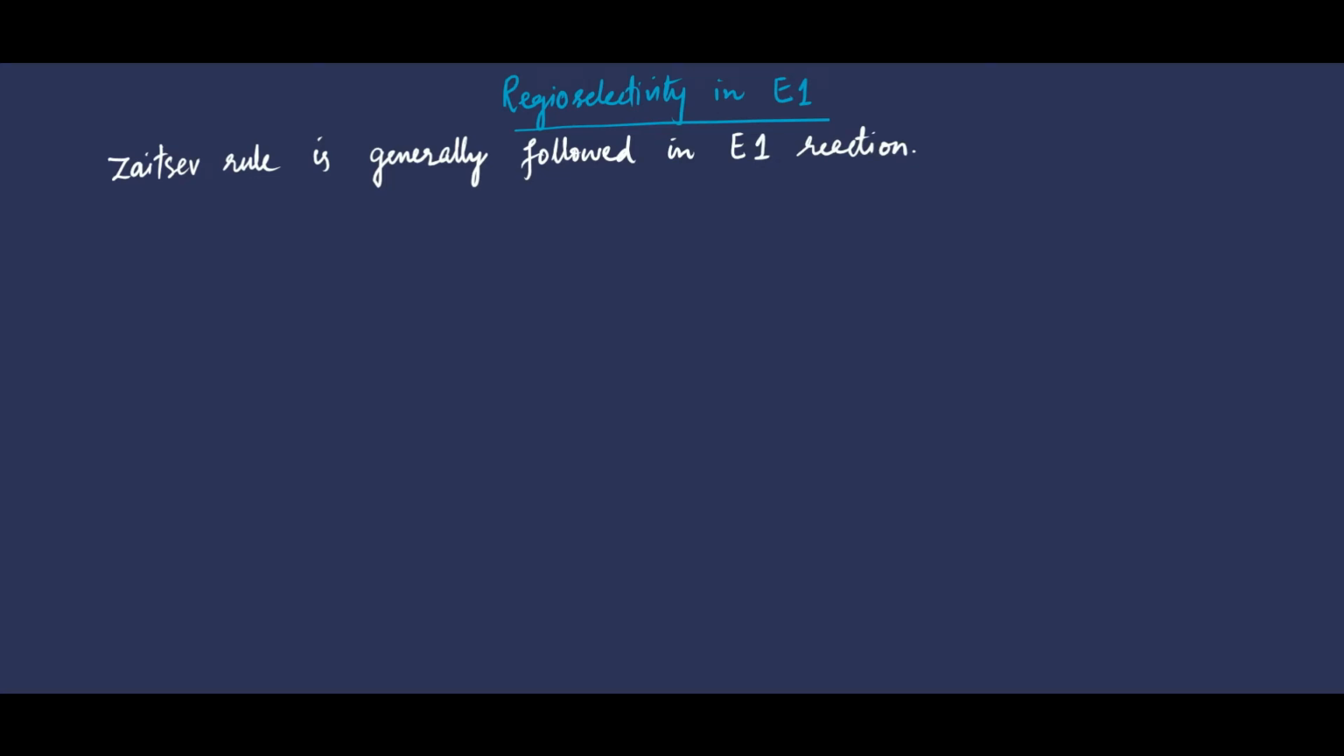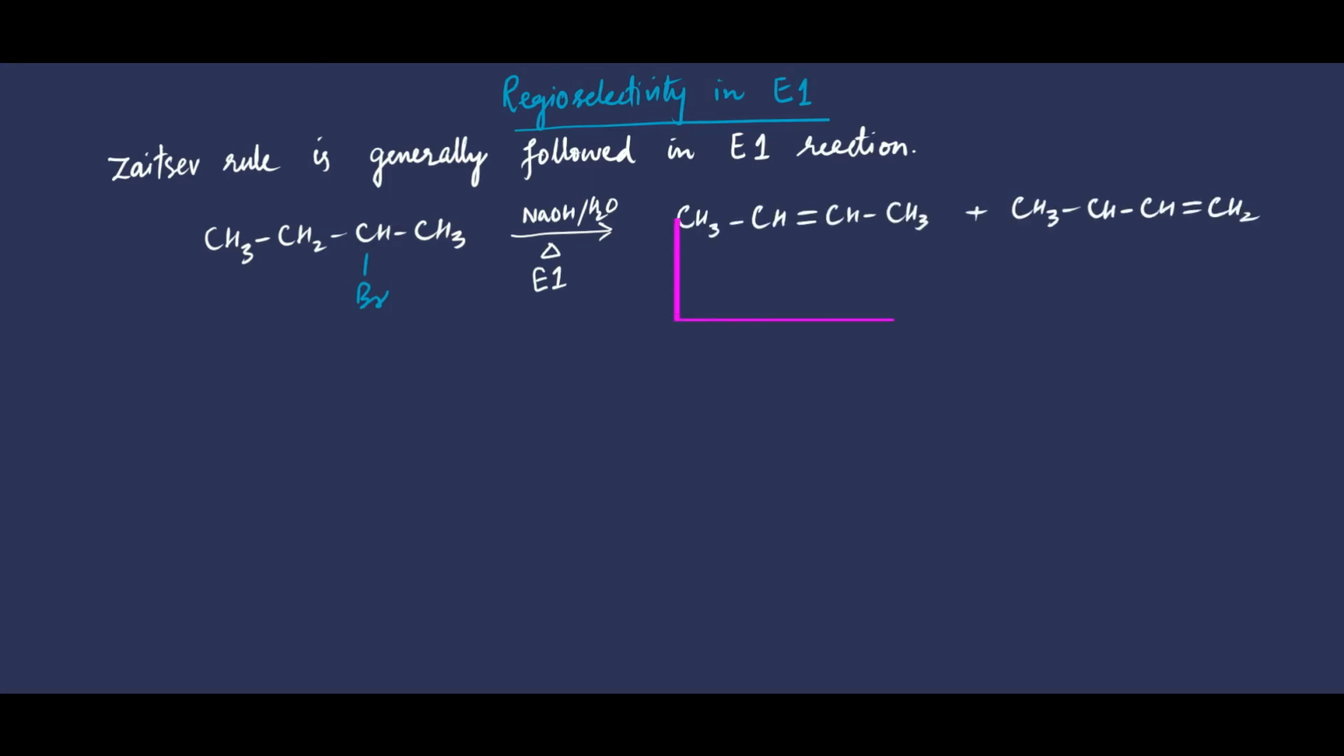As an example, consider this alkyl bromide subjected to E1 conditions. There are two types of beta hydrogens with respect to carbon-bearing bromine leaving group. Thus, two alkene products are possible. This more substituted alkene will be major and this less substituted will be minor. We call this Zaitsev and this Hofmann.